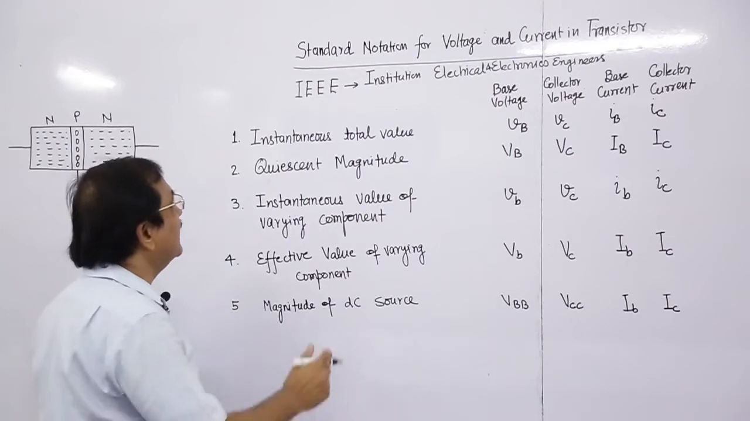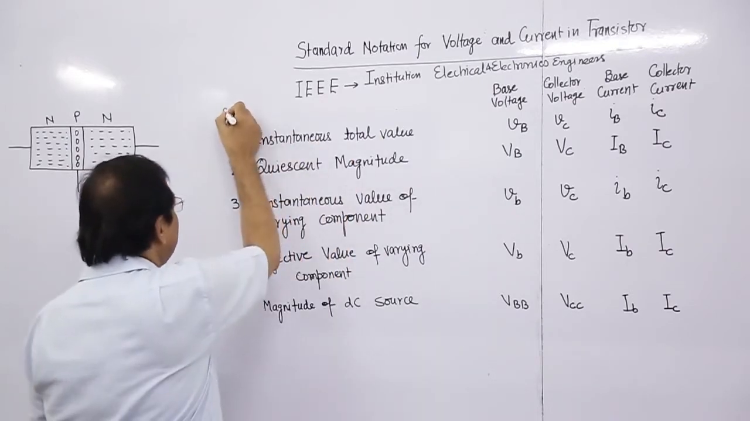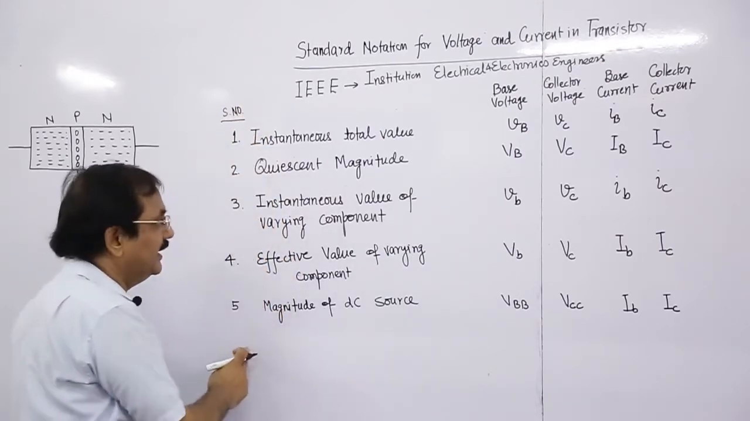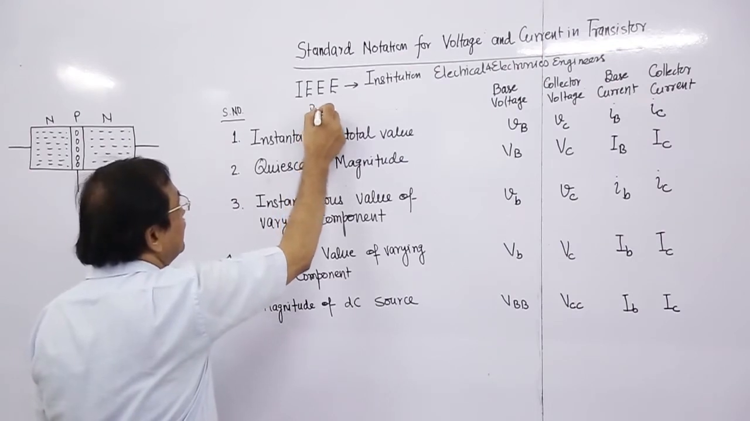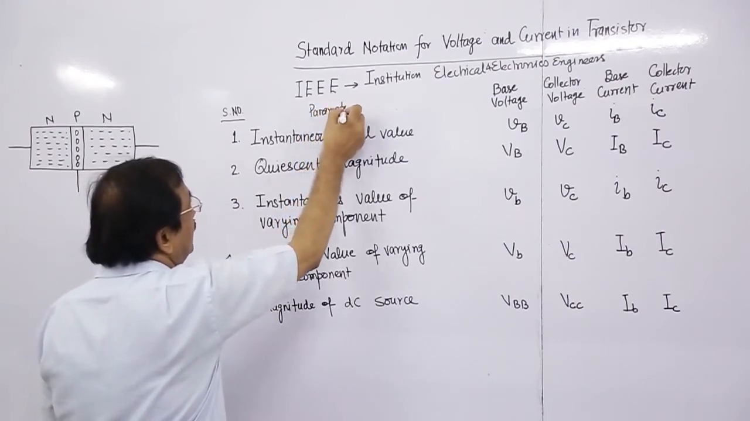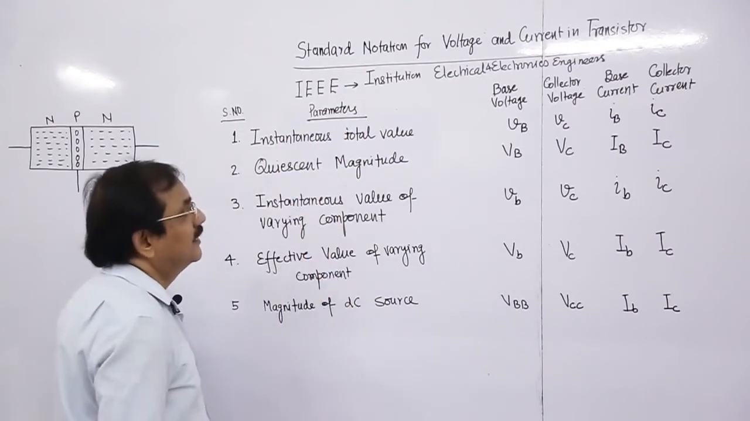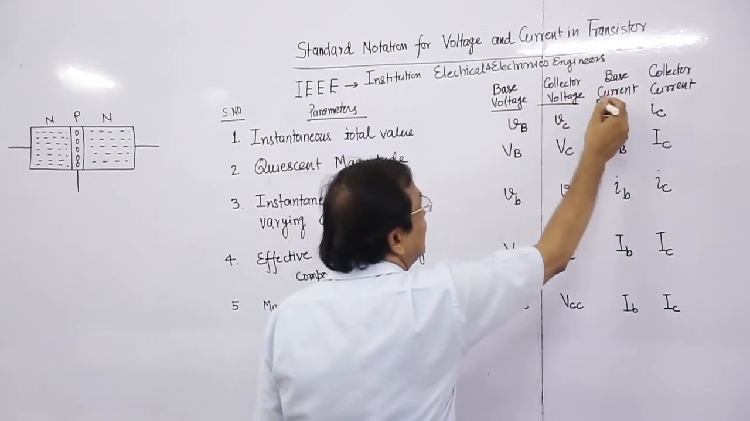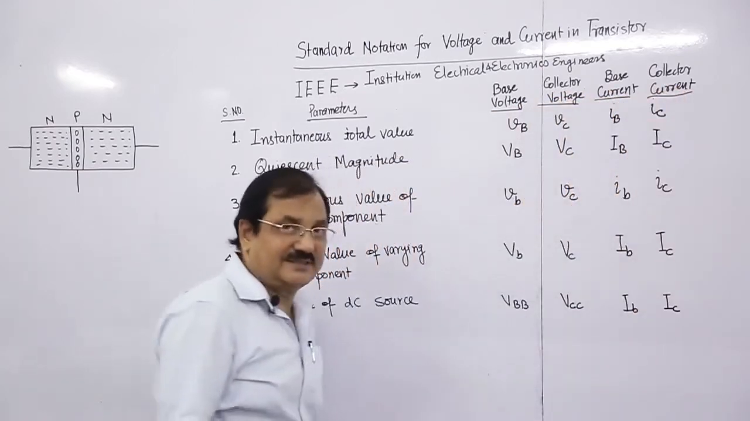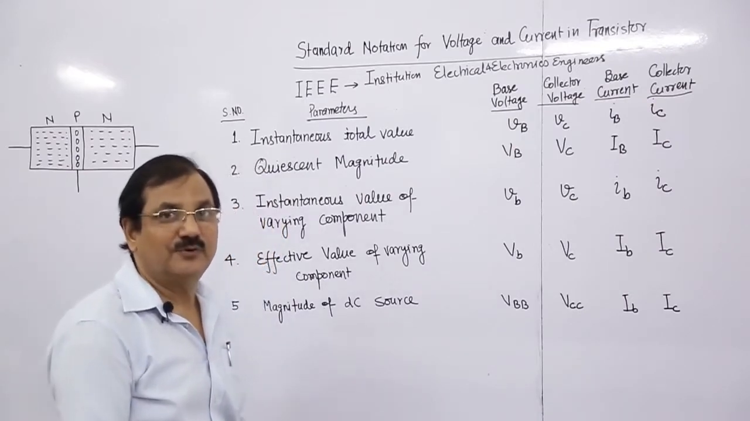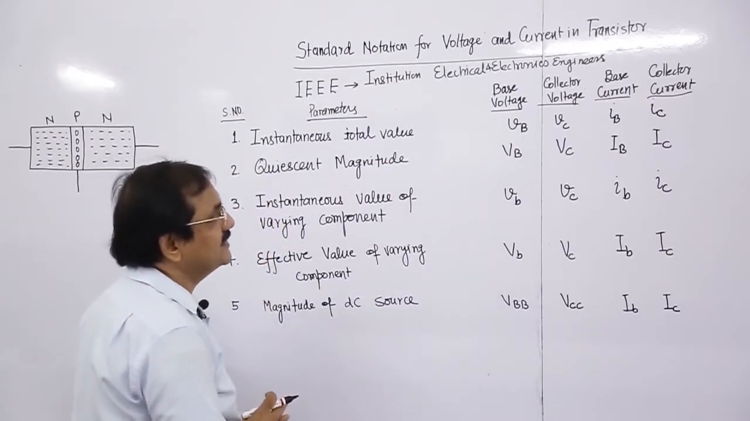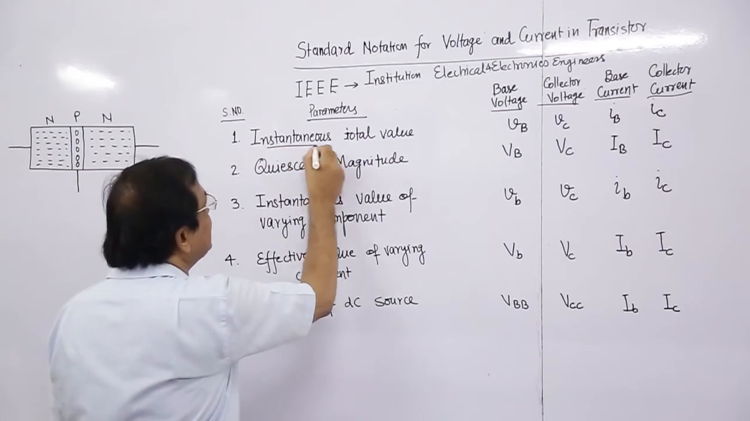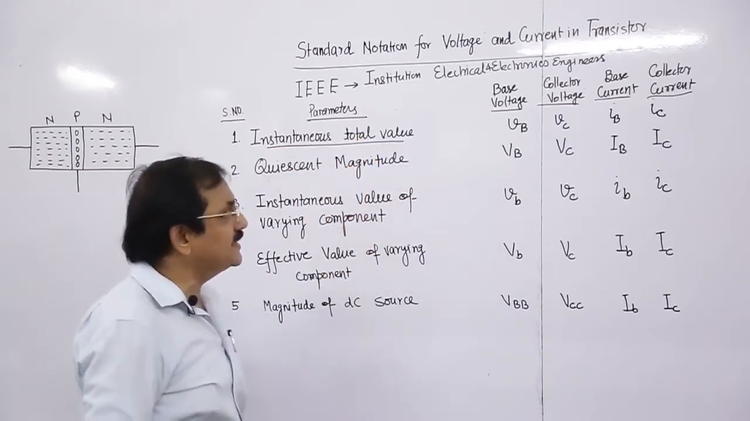In this IEEE notation, there are 5 categories of symbols, 1, 2, 3, 4, 5, and here the parameters. These are the parameters, and we consider the base voltage, the collector voltage, the base current, and the collector current. We consider these 4 parameters, 2 voltages and 2 currents. The first one is the instantaneous total voltage.